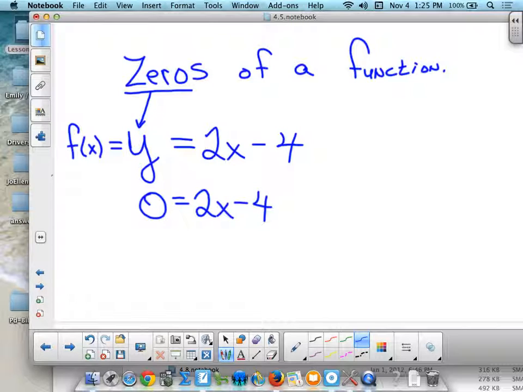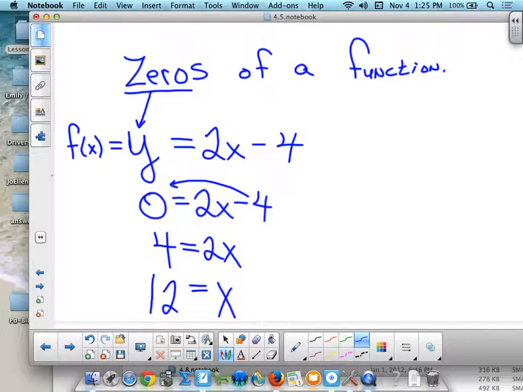Okay, what if this was harder? How would you get that answer? Solve it. Move the 4 over, right? So what do you get? 0 equals 2x minus 4. Add 4 to both sides: 4 equals 2x. Divide by 2. The answer is 2. So what is the 0 of your function? 2. Check it: 2 times 2 minus 4 makes 0. I'm asking you what x value makes the y value 0.